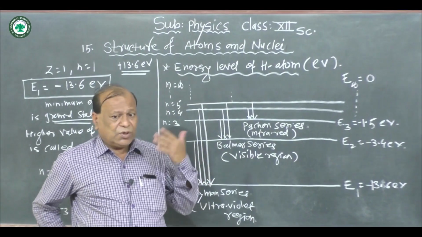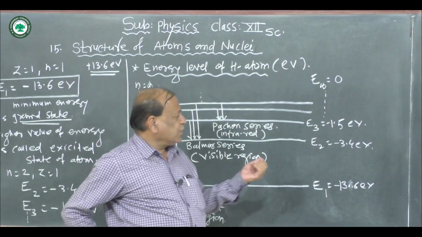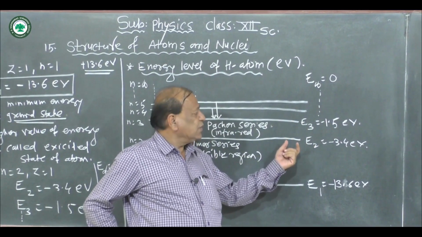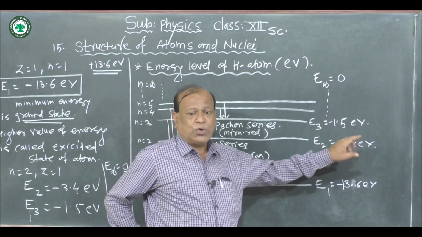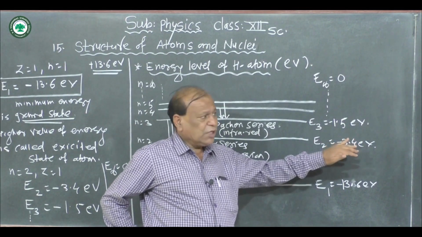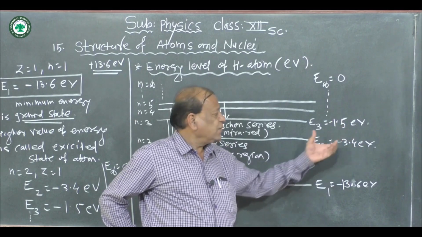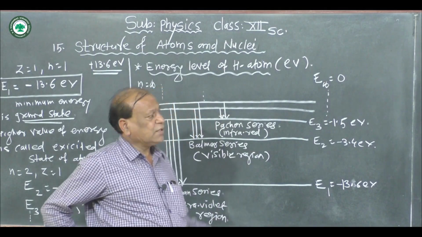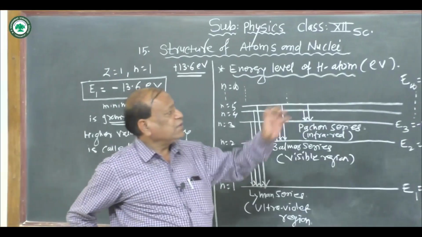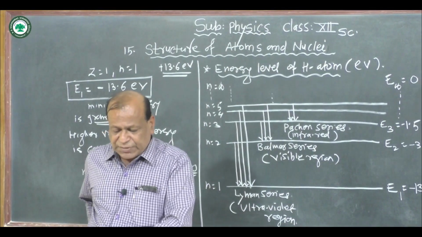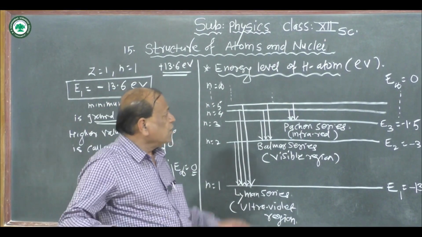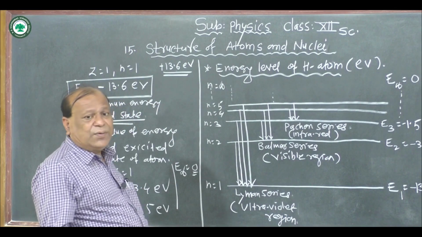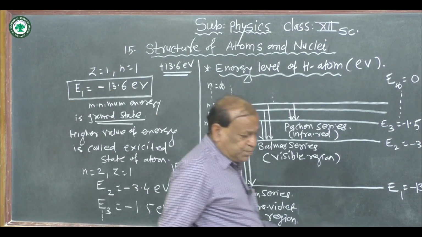It means we have to give an amount of energy, plus 3.4 eV, to the electron in this second orbit. When that energy is given to the atom, the electron can be freed from that orbit. That is called the ionization energy. Okay, in this way we explained the energy level diagram for the hydrogen atom.